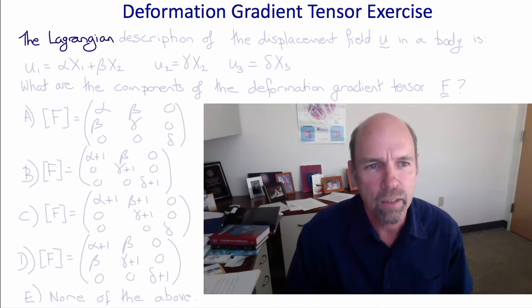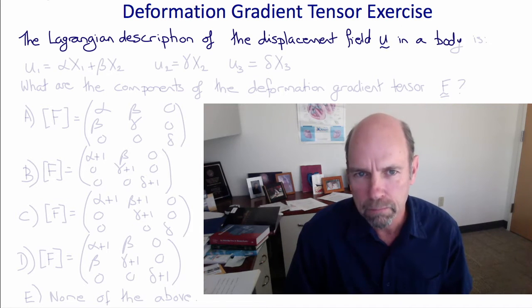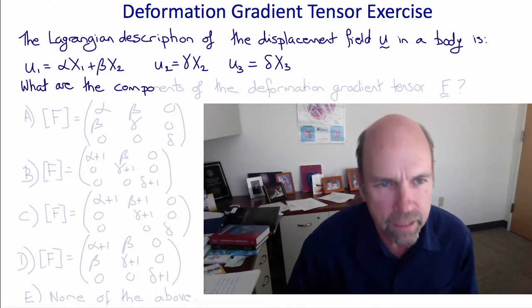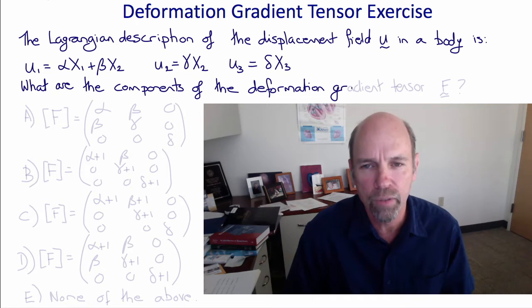Let's try an example now. Given the Lagrangian description of the displacement field U in a body as the following, U1 equals alpha times big X1 plus beta times big X2, U2 equals gamma times big X2, and U3 equals delta times big X3, where big X1, 2, and 3 are the original reference coordinates, what are the components of the deformation gradient tensor F?